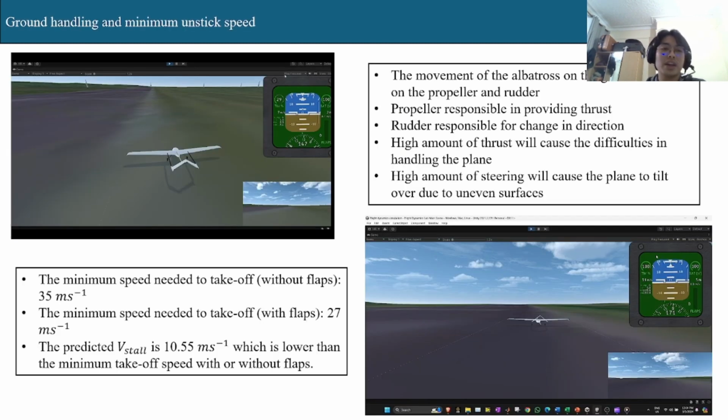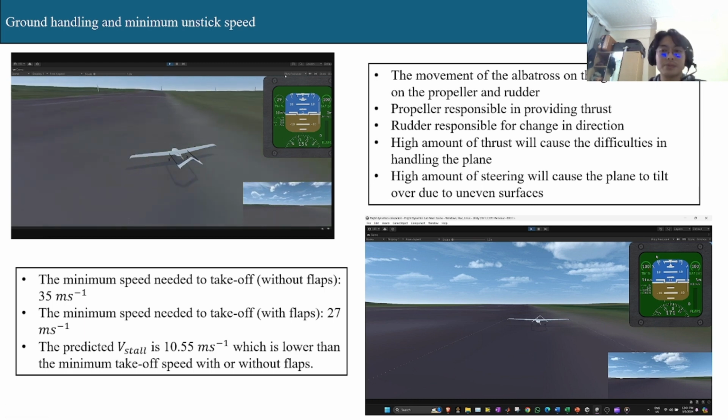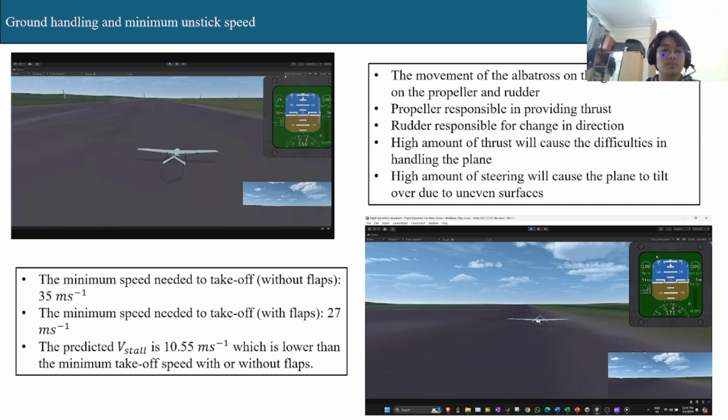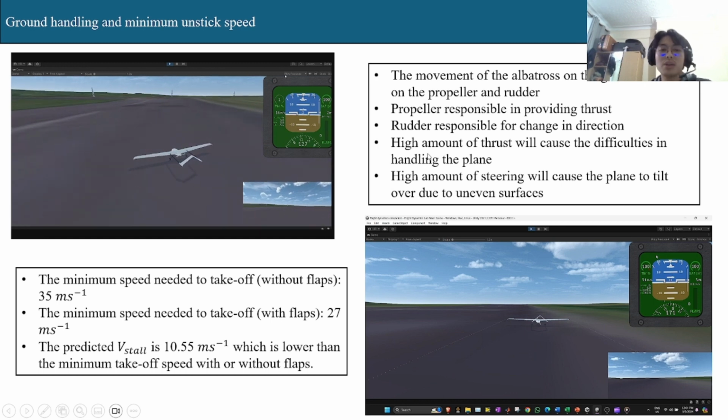So for ground handling and minimal unstick speed, the first video is the ground handling. The movement of the Albatros on the ground is based on the propeller and rudder, and the propeller is responsible for providing the thrust, while the rudder is responsible for the change in direction. And the high amount of thrust will cause difficulties in handling the plane, such as a high amount of steering will cause the plane to tilt due to uneven surfaces.